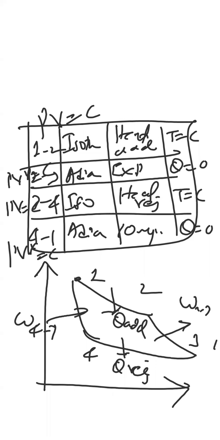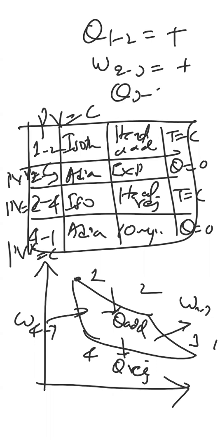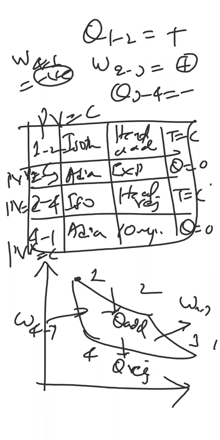Okay. In fact, remember, Q1 to 2 is positive. W2 to 3 is also positive because it is done by the system. But Q3 to 4 is negative heat, because it is rejected by the system. And W4 to 1 is also negative because work done on the system is negative. Yesterday I taught you. Work done by the system is positive, work done on the system is negative. That means expansion work is always positive and compression work is always negative. Heat given to the system is always positive, heat rejected by the system is always negative.